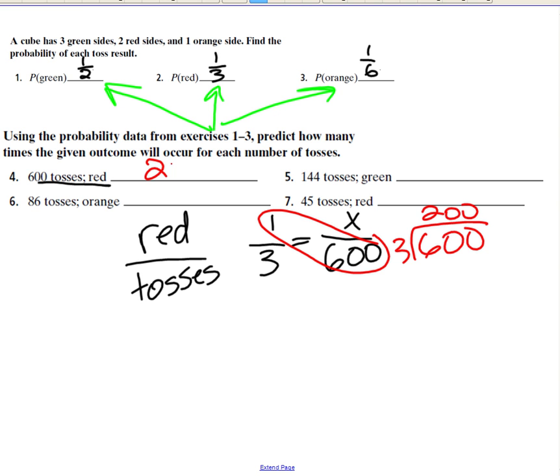So if you toss it 600 times, you would expect to get red about 200 times. So that's the answer. That's the answer to number 4.